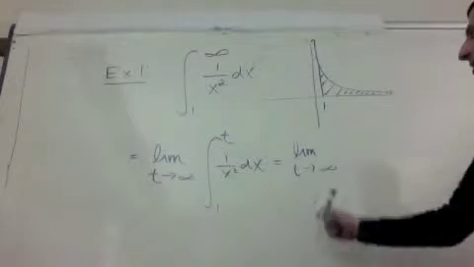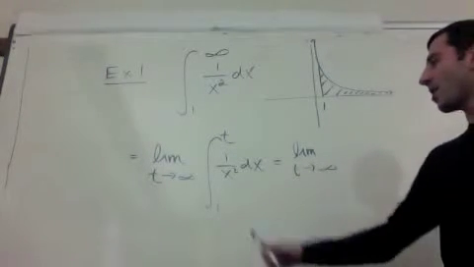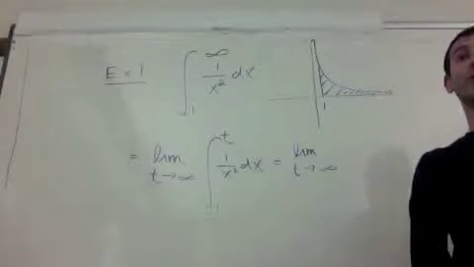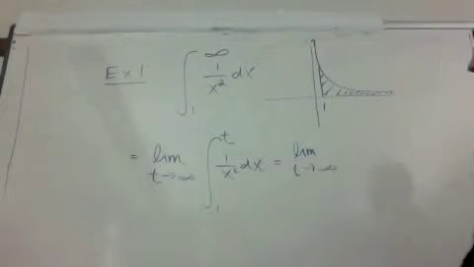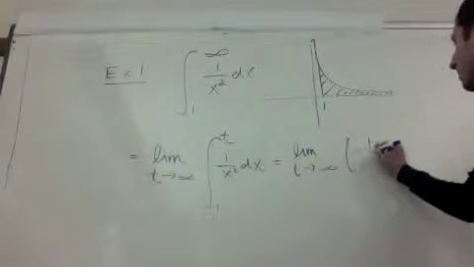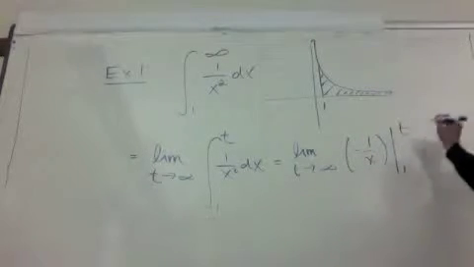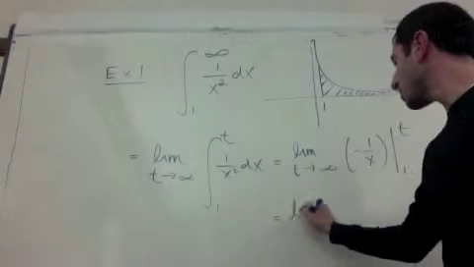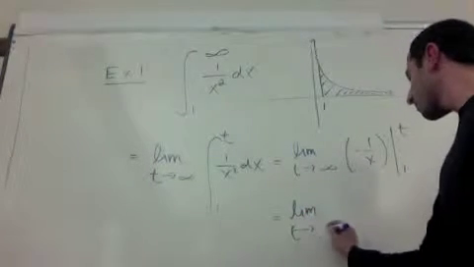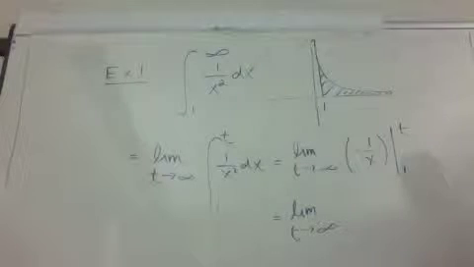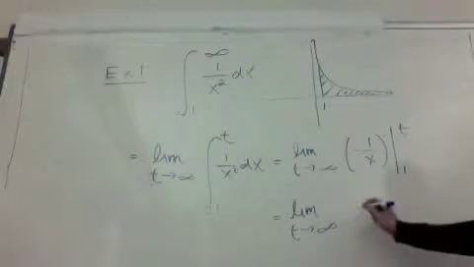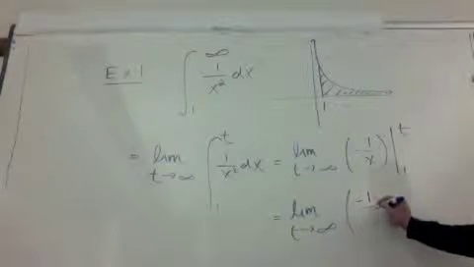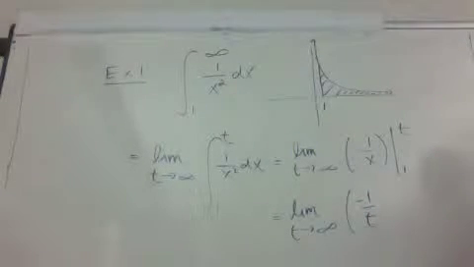All right, so this is the same as the limit as t approaches infinity of the antiderivative of 1 over x squared. So what is that? Good. Negative 1 over x, evaluated from 1 to t. Okay, so that part isn't any different. So now let's use our fundamental theorem. And so this limit as t approaches infinity is really negative 1 over t plus 1. You guys okay with that?